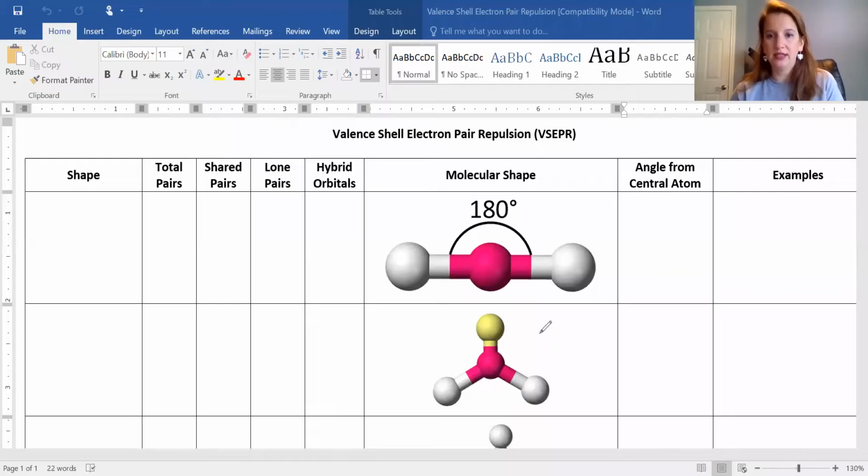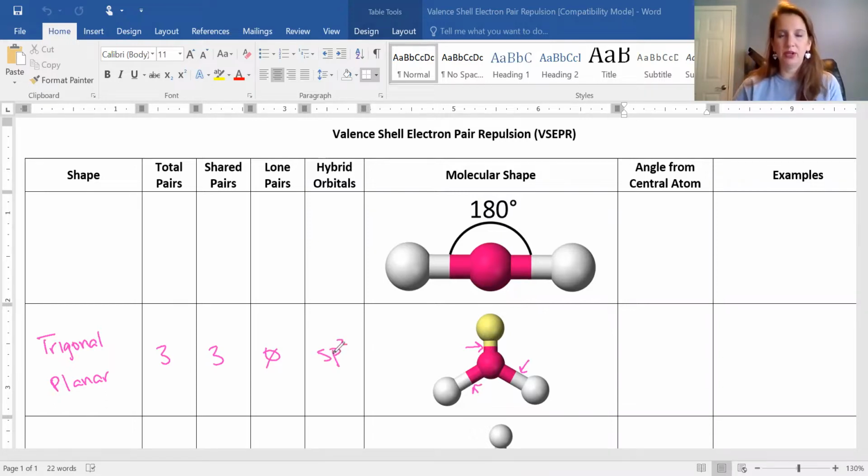So let me get back to this notes page here. So this was called, like I said, trigonal planar. The prefix tri, of course, means 3. So with the trigonal planar, there are 3 total pairs of electrons, and those are all shared pairs. So you've got 1 here, 1 here, and 1 here, and there are no lone pairs of electrons. The hybrid orbitals are going to be sp2.